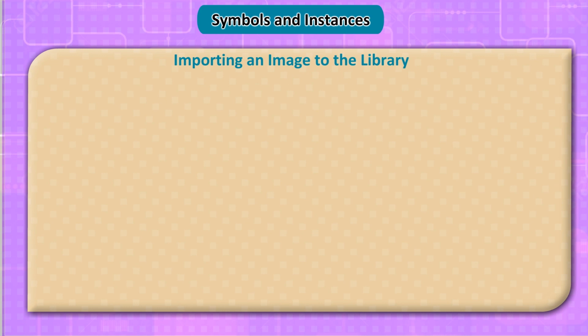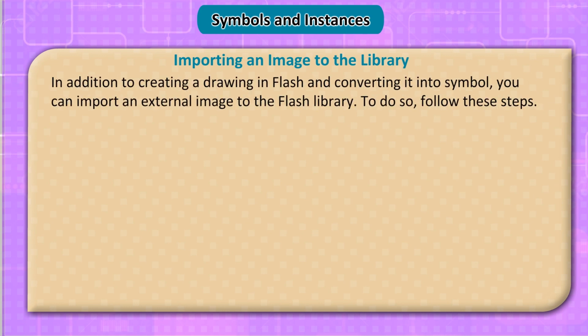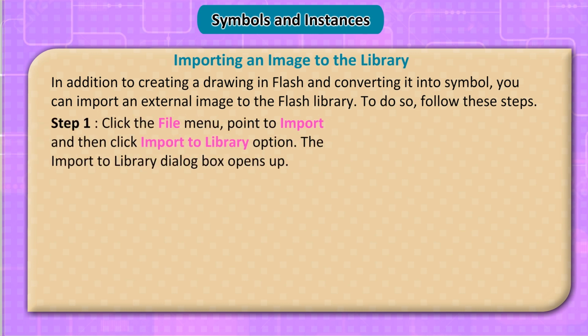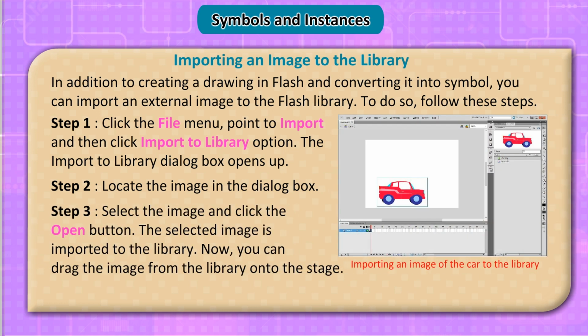Importing an image to the library. In addition to creating a drawing in Flash and converting it into a symbol, you can import an external image to the Flash library. To do so, follow these steps. Step 1. Click the File menu, point to Import and then click the Import to Library option. The Import to Library dialog box opens up. Step 2. Locate the image in the dialog box. Step 3. Select the image and click the Open button. The selected image is imported to the library. Now, you can drag the image from the library onto the stage. Image imported to library.